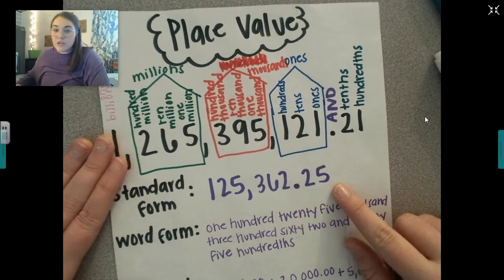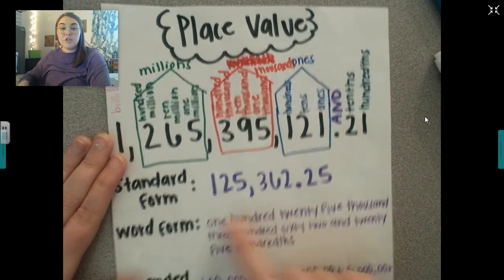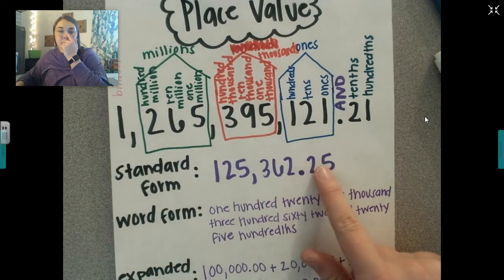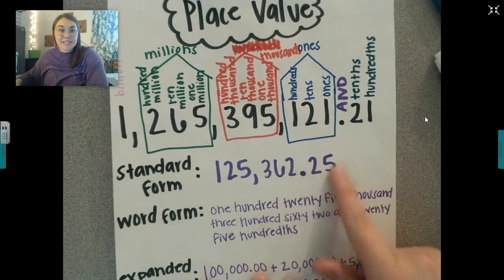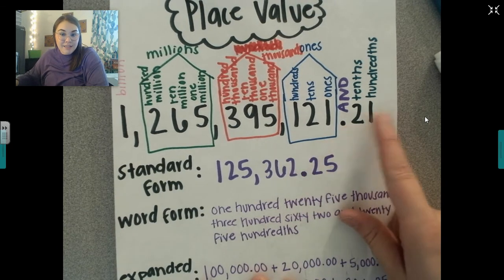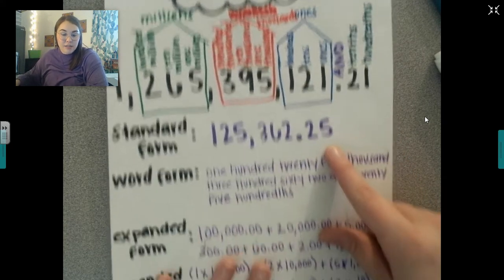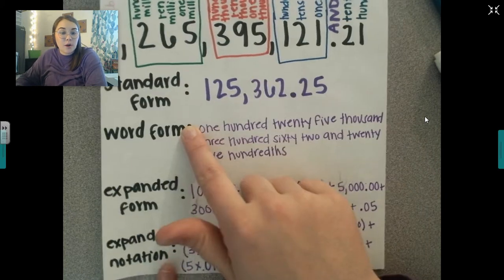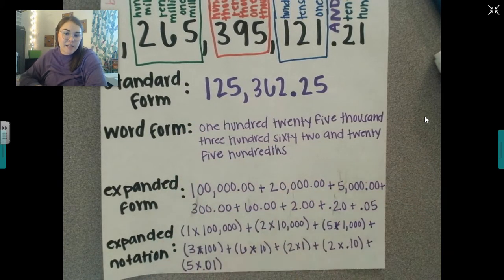Your biggest one that you should know how to do by now is you should be able to read a number in standard form, even this decimal tenths, hundredths, so 25 hundredths. You should be able to write it in word form and expand it into expanded form. Expanded notation, we might need to work on just a little bit more.